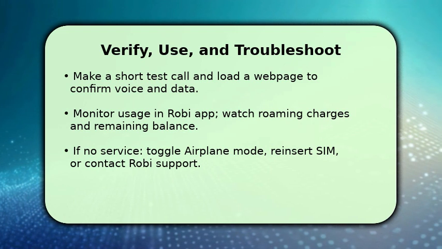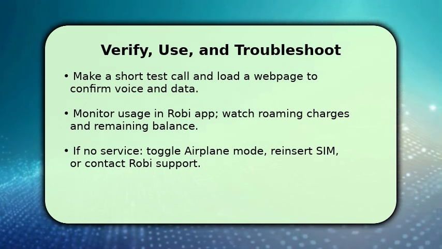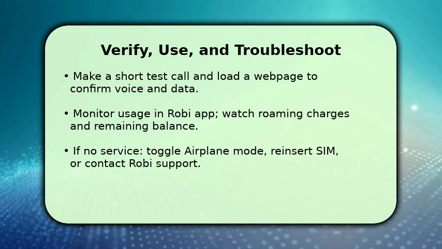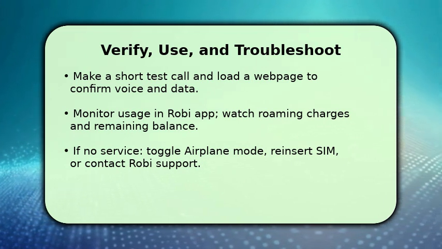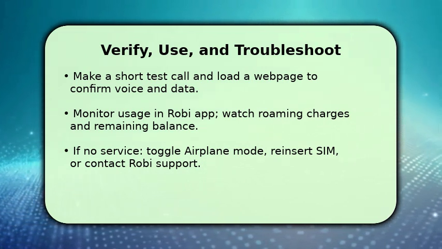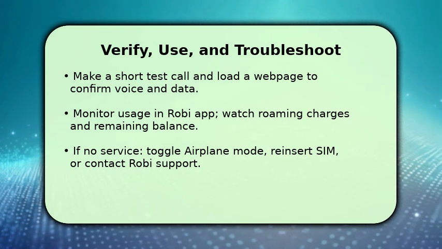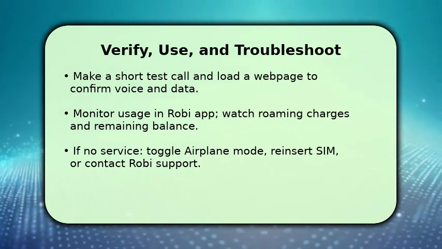If you don't get service, try this key troubleshooting tip. Toggle airplane mode for 10 seconds, restart the phone, and reinsert the SIM. If that fails, contact Robi support for network provisioning or manual activation.